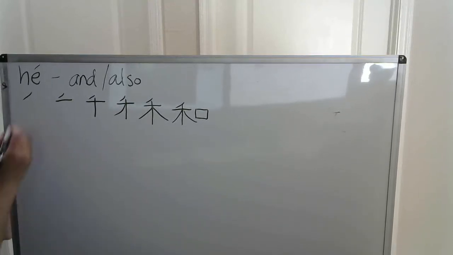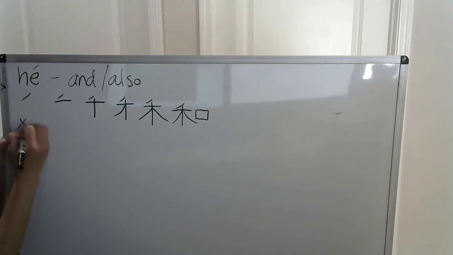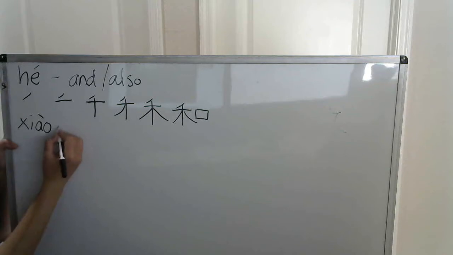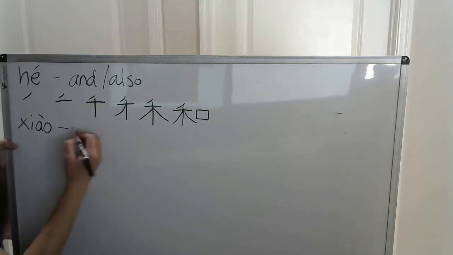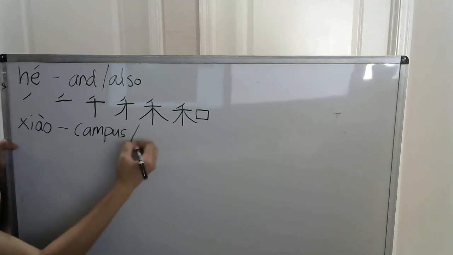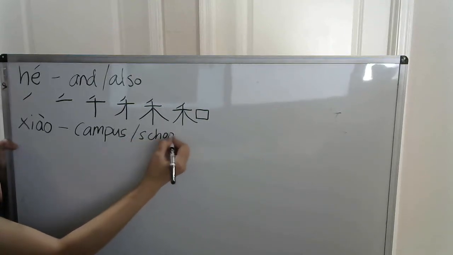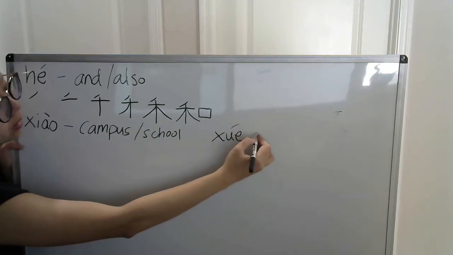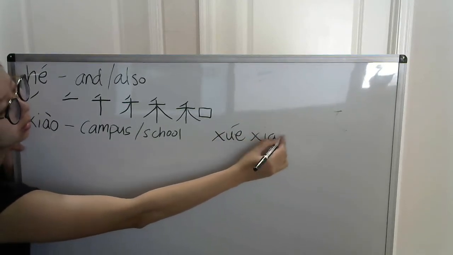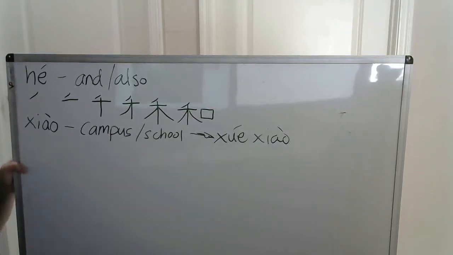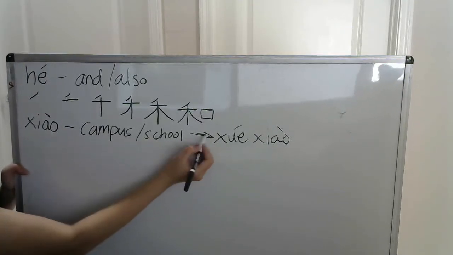Next one, we're going to do 学校的校. 西一奥校. Okay, and this has to do with campus or school. So if you don't remember, 学校 is school, okay? 学校 is school. So we're doing the 校 from 学校.